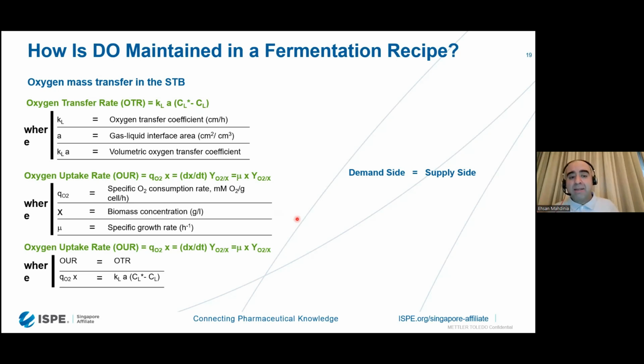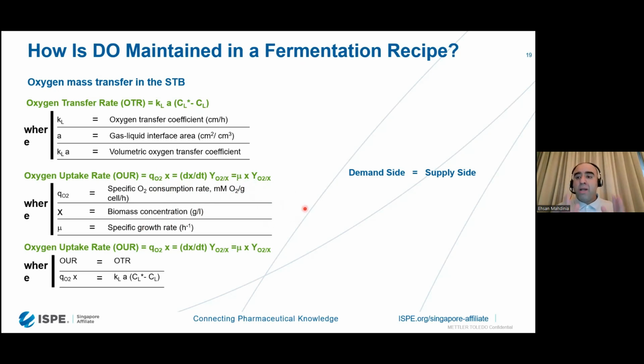On the demand side, then, we have modeled in such a way that we can characterize different species based on their different level of demand for oxygen, right? So we characterize them by a specific consumption rate times how many cells we have present. What's the concentration of the cells present at each time?